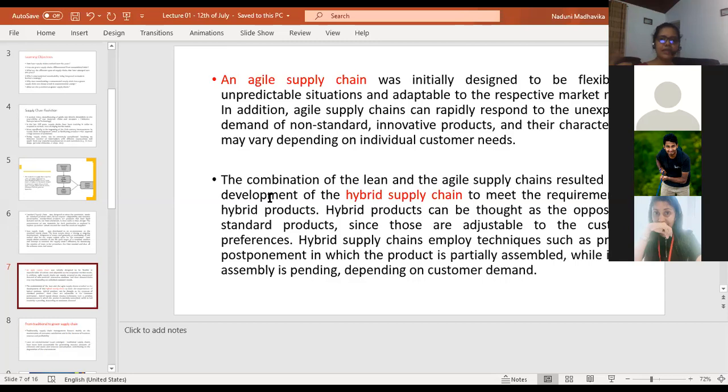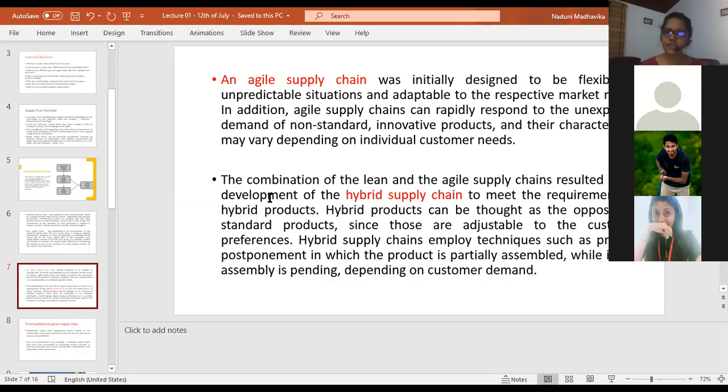So hybrid products can be thought of as the opposite of standard products. In the standard supply chain, I told you that they were focusing on standard products. Here in the hybrid supply chain, it's going to be the total opposite. Since it's the total opposite, these particular products would be adjustable to the customer preferences, as well as they are going to focus on the lean concept.